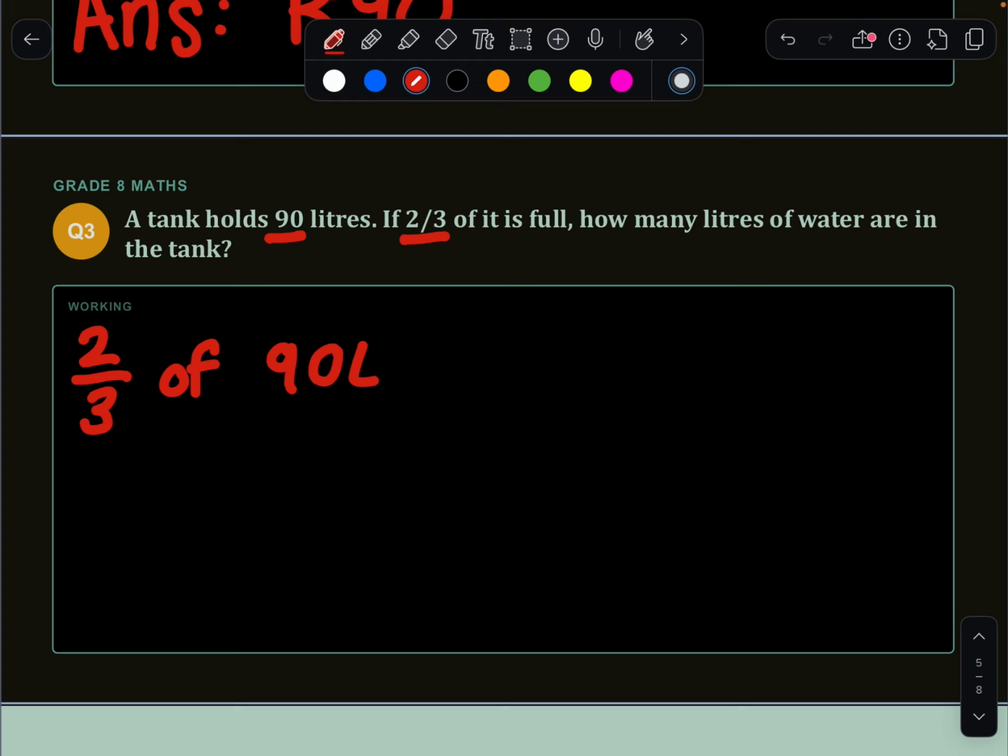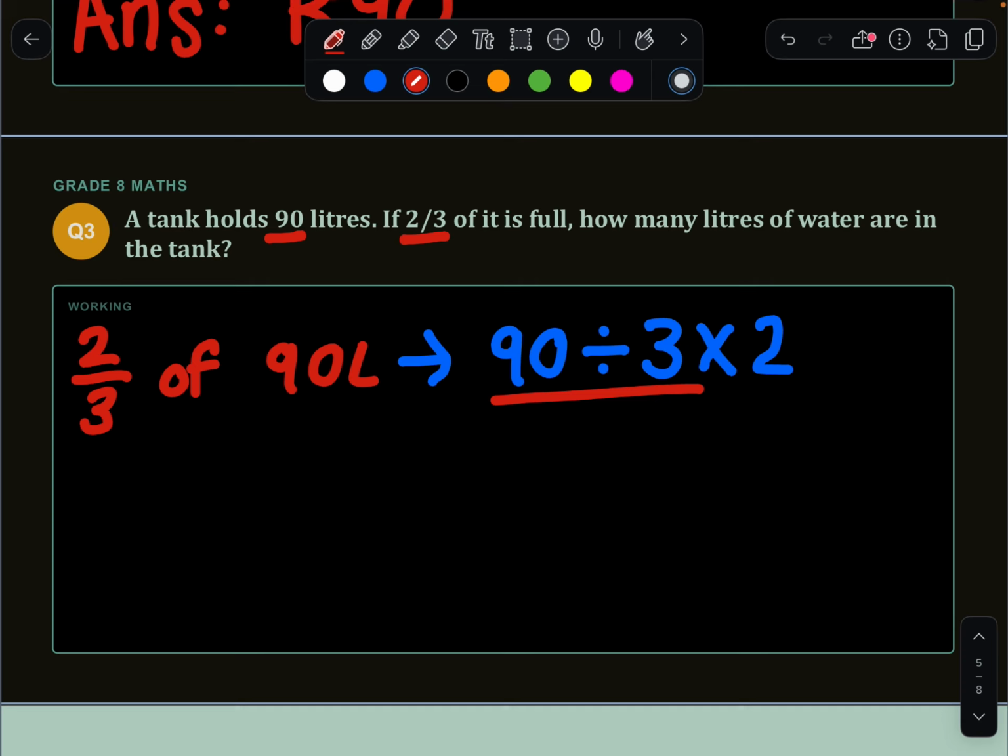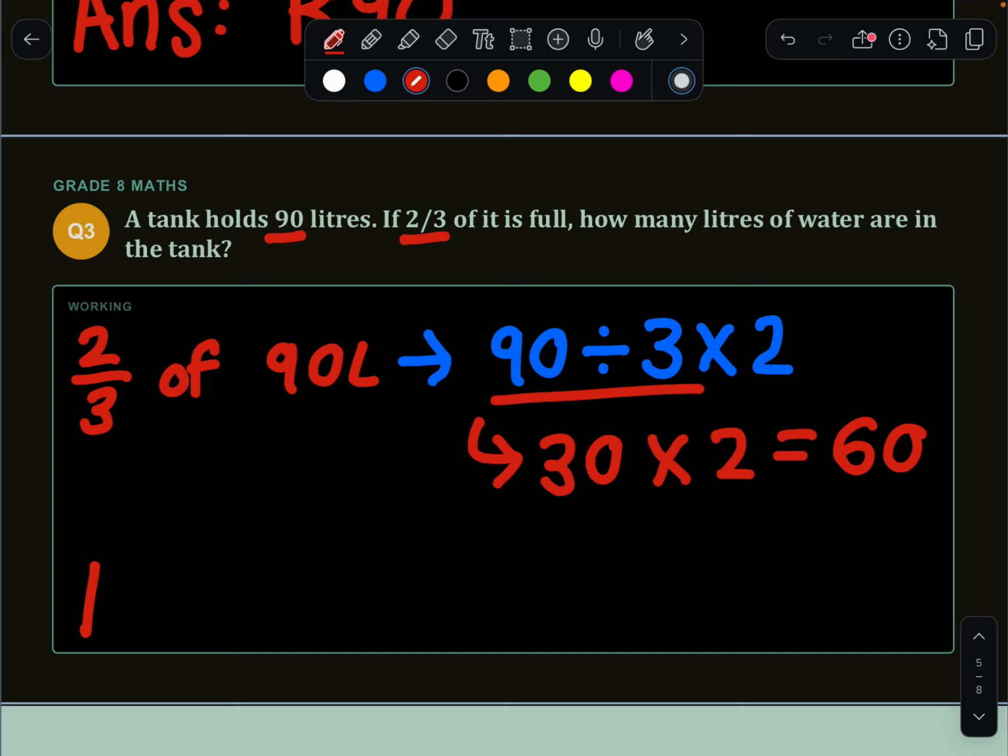Then remember, we rewrite this as 90 divided by the bottom number, so divided by 3, times by the top number. Usually you get a mark for being able to do that too, even if we don't have the answer yet. Let's then work this out. So 90 divided by 3 is 30. And 30 times 2 is 60. And then just remembering again, this one is in liters, so our answer is 60 liters.